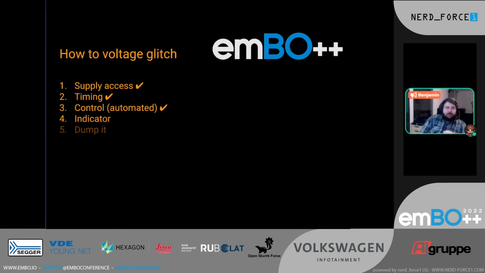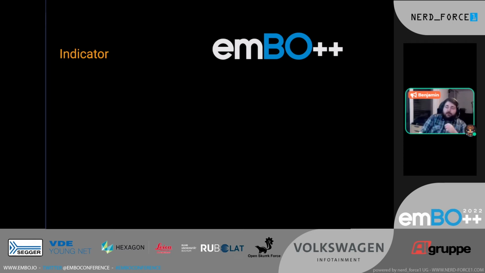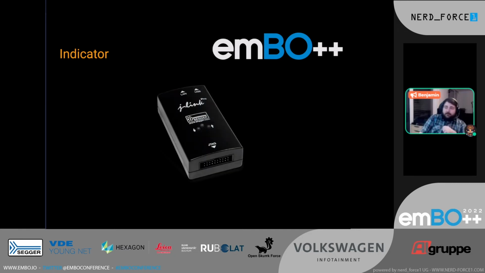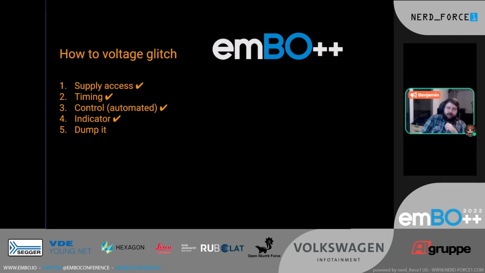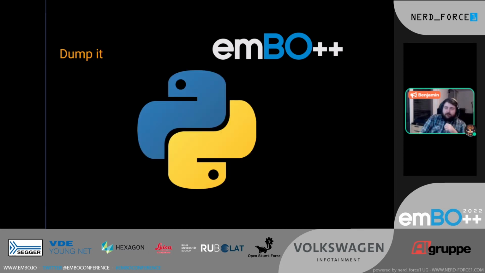So now, great. We have automated control, we can prove this to our heart's content, but we are still lacking some indicator. With indicator, I mean, did our glitch work or didn't our glitch work? And here, well, fairly simple. Can we attach a debugger? Do we have debug access? So indicator, really simple. Dumping it, well, I just added it to the Python scripts.